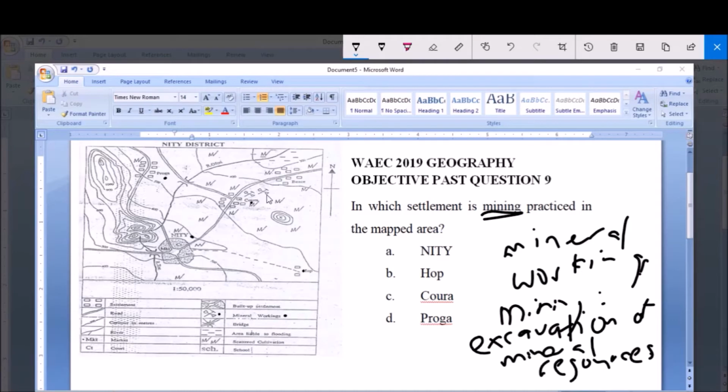Now, the mineral workings are found here. You can see two of those symbols here representing mineral workings. So those symbols are around the Kura settlement, which is here, and that is the settlement in which mining is practiced. So the correct answer is C, the Kura settlement.